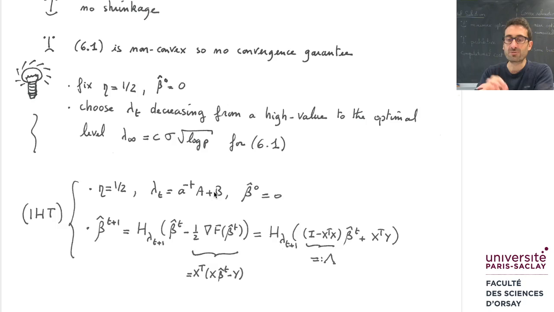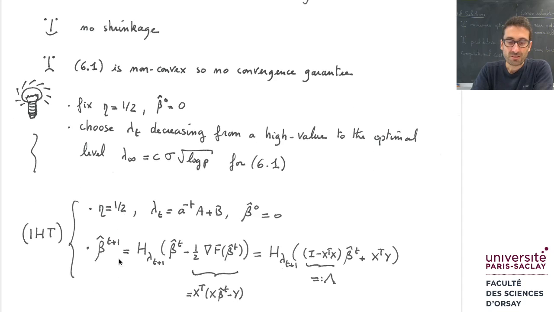to the target value. So we know that the target value is something like sigma square root log p. This is something that we have seen in the second lecture. So we will converge to something like this, right? So let us write down the algorithm. At step t plus 1, we will apply the hard-thresholding at level lambda_{t+1} to a gradient update with eta equal to 1/2. Okay, so we just have 1/2.